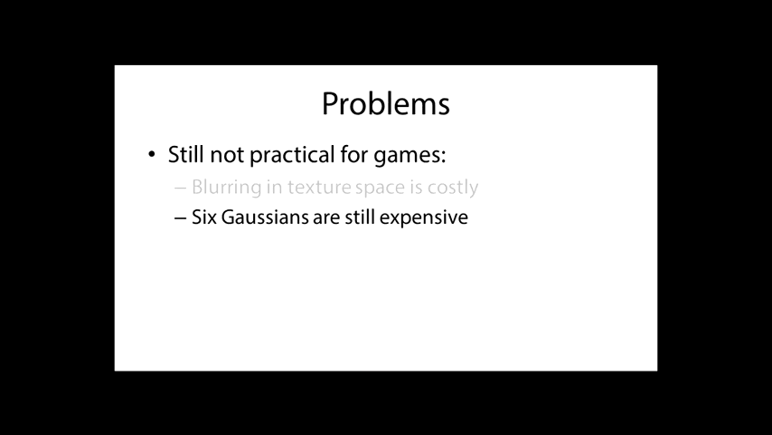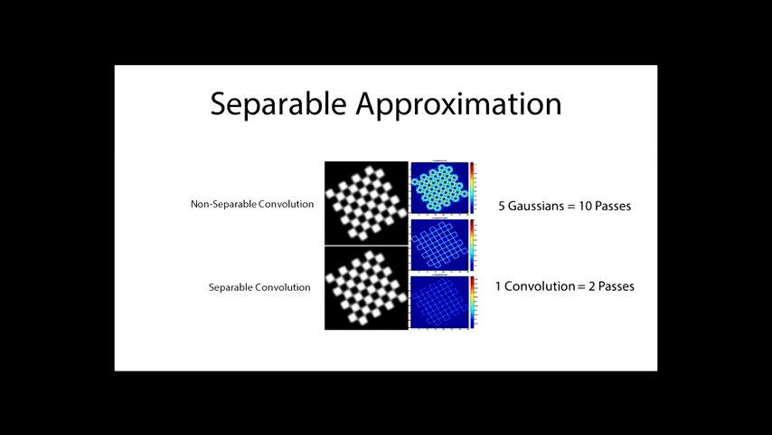So the other problem is that even if it was really fast and real time, six Gaussians are still too many and more than what you can probably afford in a game. So for this, we tried to figure out if there was a way for having something that looks similar but not exactly the same.